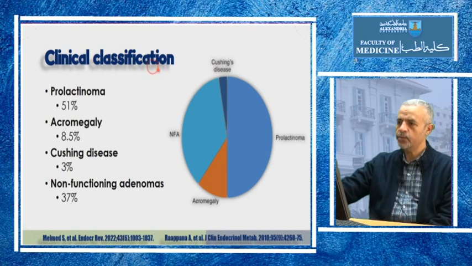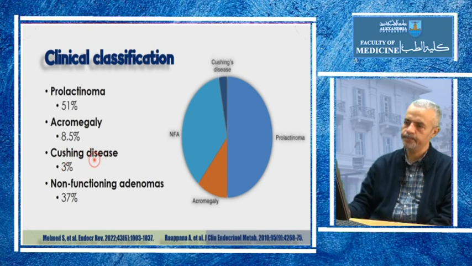They can also be classified according to the clinical presentation. About 1/3 of pituitary tumors do not oversecrete any of the anterior pituitary hormones, and those are classified as non-functioning adenomas. Or it may be a functional adenoma where it oversecretes or overproduces one of the anterior pituitary hormones. In half of the patients, it is a prolactinoma. In 8% of the patients, it is acromegaly, and the least common syndrome associated with an excess of an anterior pituitary hormone is Cushing disease in 3% of the patients.